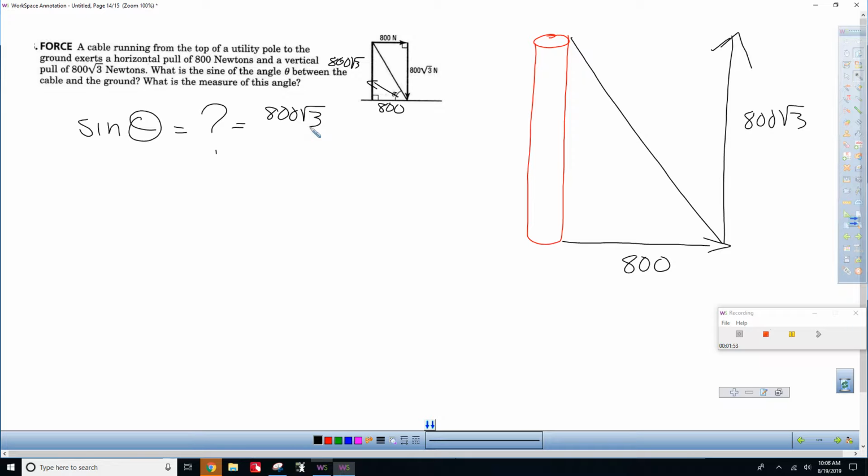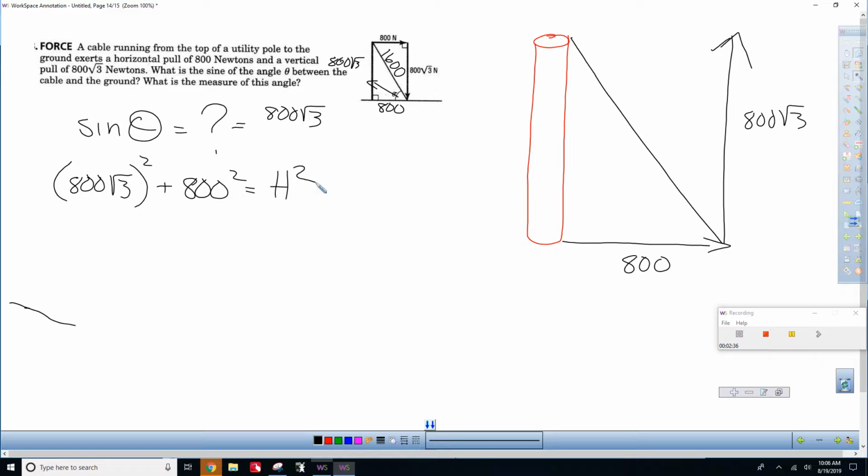What's the hypotenuse? Oh, we got to find it. So we got to do Pythag for that. Although, maybe you remember from your special right triangles that if you have x and x radical 3, the hypotenuse will be 2x. So in my head, I can tell you that's going to be 1600. But if you didn't know how to do that, we would just use Pythag. 800 radical 3 squared. And again, we're trying to just solve for the hypotenuse. Plus 800 squared equals h squared.